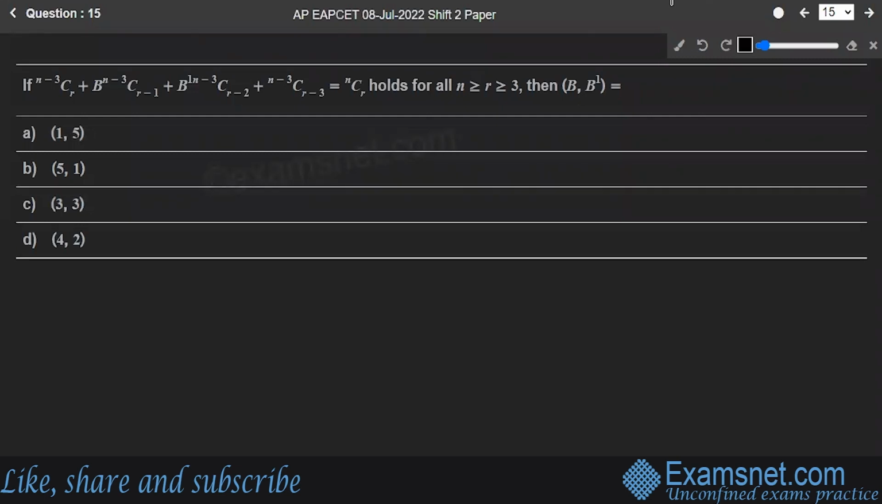Question number 15: if n-3Cr plus b times n-3Cr-1 plus b1, or we can simply say b dash, times n-3Cr-2 plus n-3Cr-3 is equal to nCr, holds true for all r between n and 3. Then b and b dash are equal to what? So you are given n-3Cr plus b n-3Cr-1 plus b dash n-3Cr-2 plus n-3Cr-3 is equal to nCr, right?